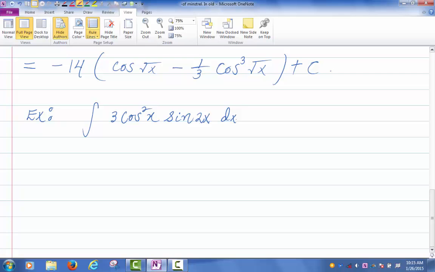What's the problem here? The problem here is that if I had sine x, this is pretty easy to do. But I have sine 2x. So go ahead.